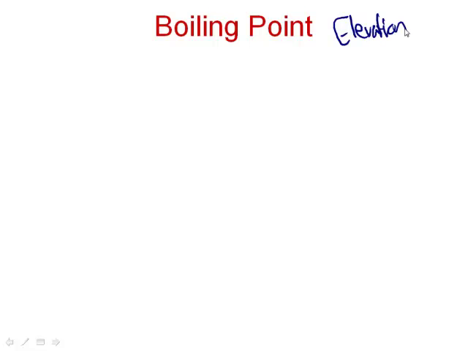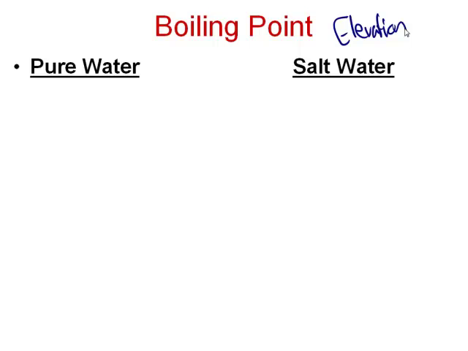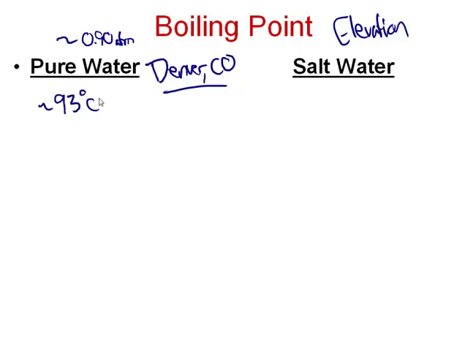Okay? And let's consider an example here really quick. If I go visit my sister in Denver, Colorado, I was there this summer. The atmospheric pressure in Denver, Colorado is lower than it is here. I don't know what it is, we'll just guesstimate here. It's about 0.9 atmospheres. And so in Denver, when we're at this higher elevation, when we have a lower atmospheric pressure, pure water boils at roughly 93 degrees Celsius. I measured this with a crude thermometer while I was there this last summer.